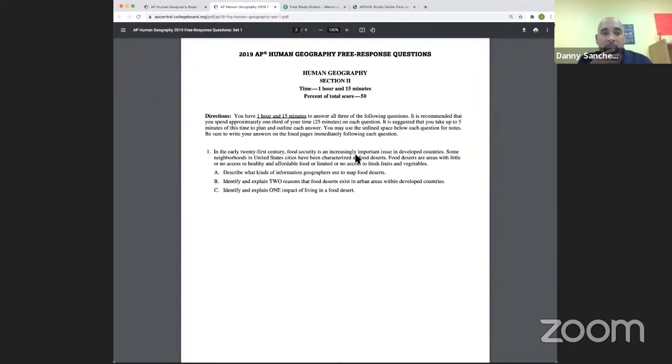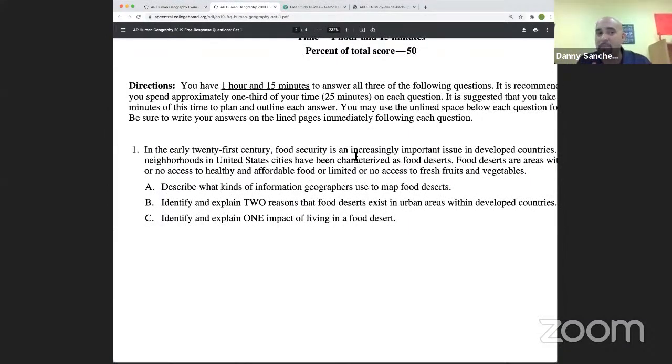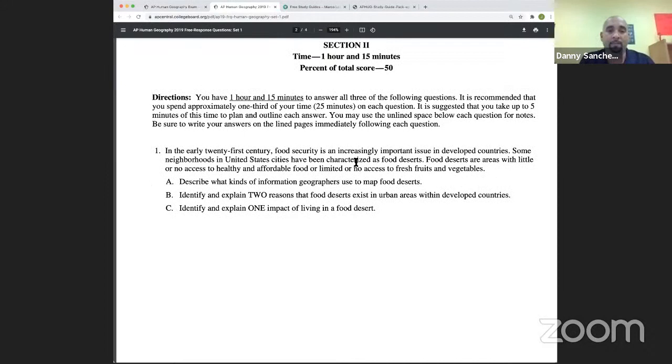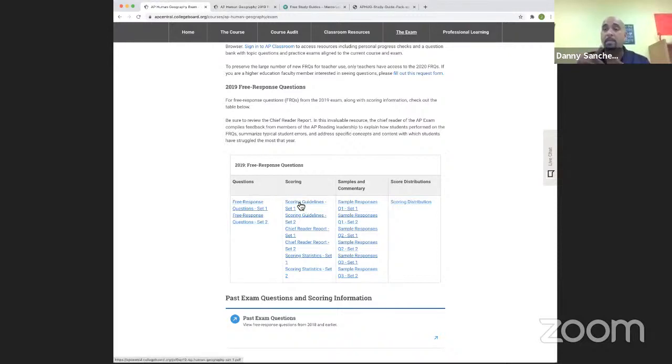But again, here you see from the 2019 exam, let me move the chat box. All right, so this is not going to be how you'll see it, because right now it says, describe what kind of information geographers use to map food deserts. And then it says B, identify and explain 2 reasons that food deserts exist in urban areas. One of the things they will do this year is split that, which is 4 possible points, into B, C, D, and E.